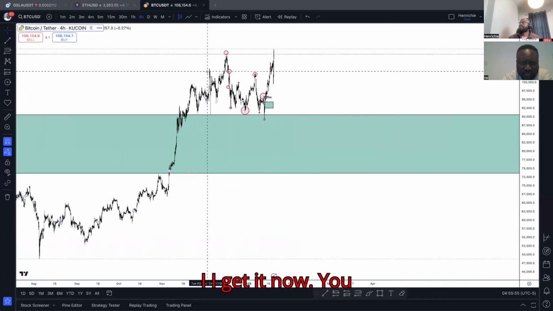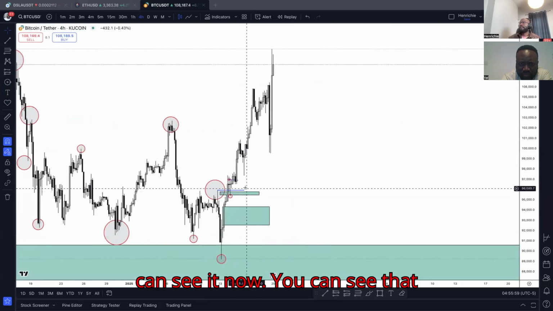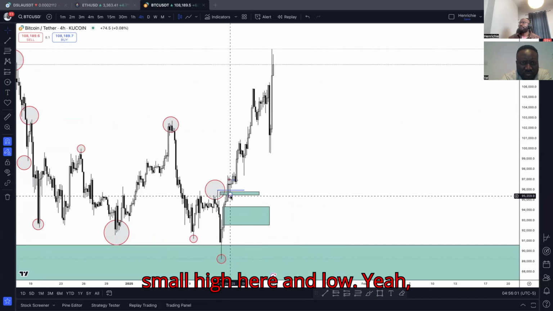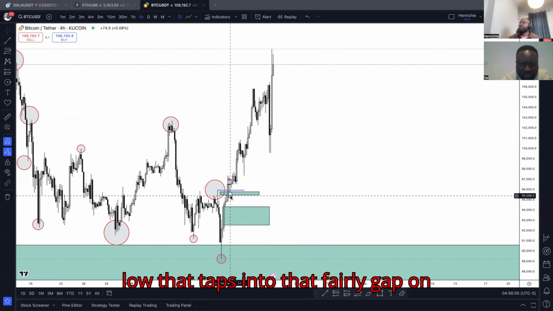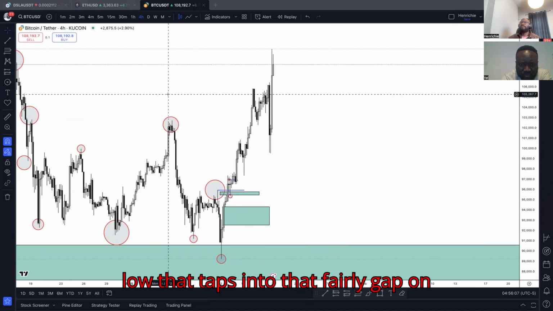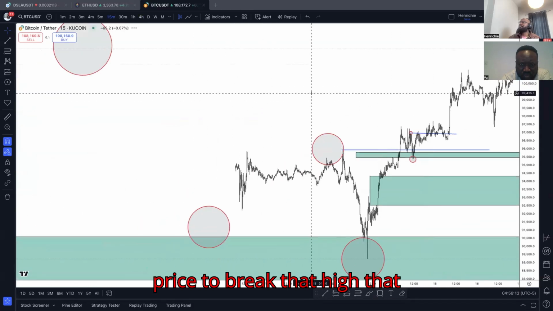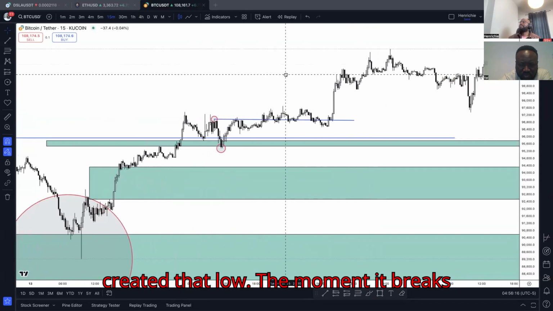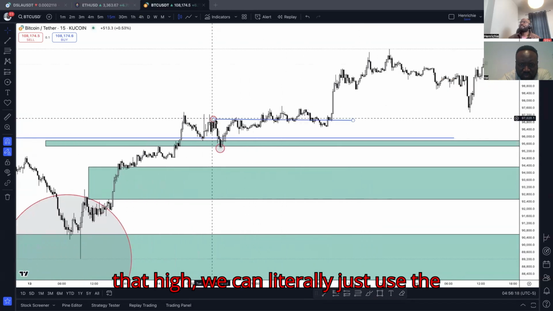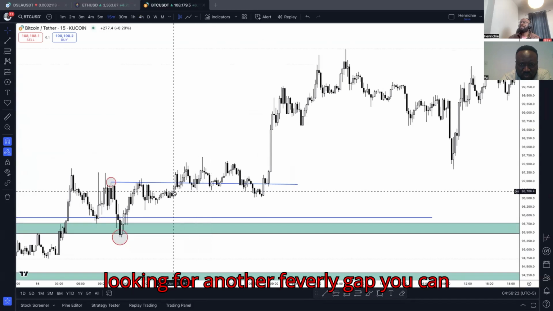You can see it now. You can see that small high here and low. This high created the low that tapped into that fair value gap on 4 hour. So all we want to see is for price to break that high that created that low. The moment it breaks that high, we can literally just use the high as an entry, or you can still start looking for another fair value gap you can use.